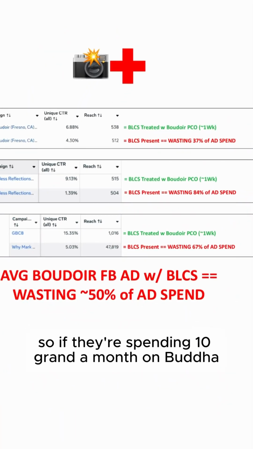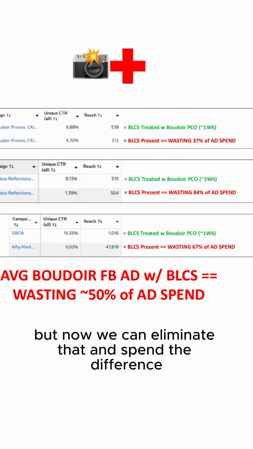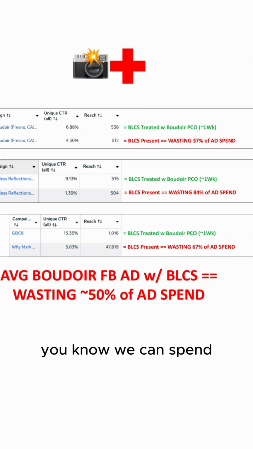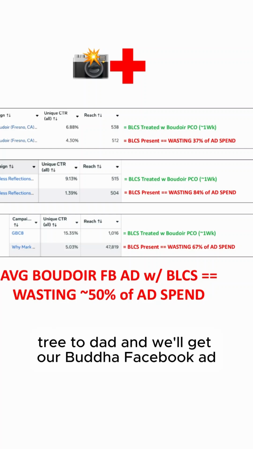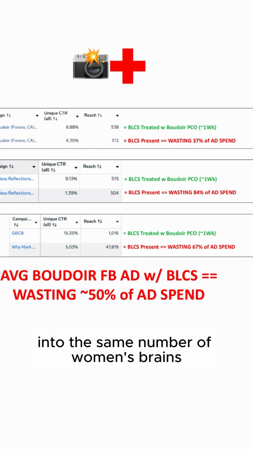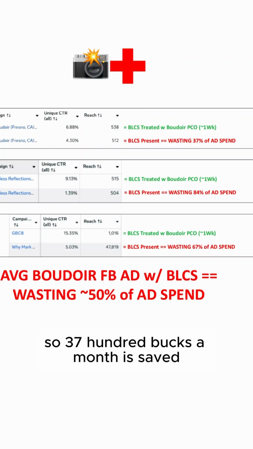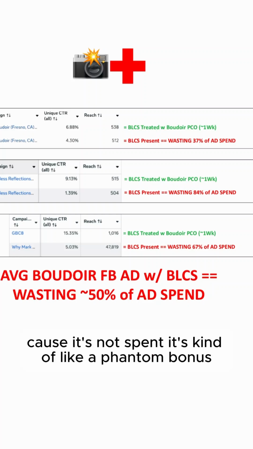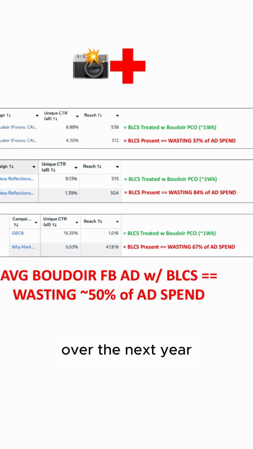So if they're spending 10 grand a month on boudoir Facebook ads, $3,700 a month is being wasted. But now we can eliminate that and spend the difference. We can spend instead 6,300 on the new boudoir Pico treated ad, and we'll get our boudoir Facebook ad into the same number of women's brains as the original spending 10 grand a month. So $3,700 a month is saved because it's not spent. It's kind of like a phantom bonus, $3,700 a month. So it's like a 40K bonus over the next 12 months, over the next year.